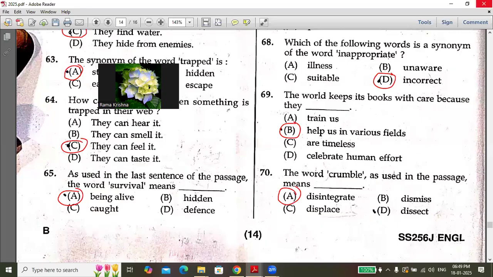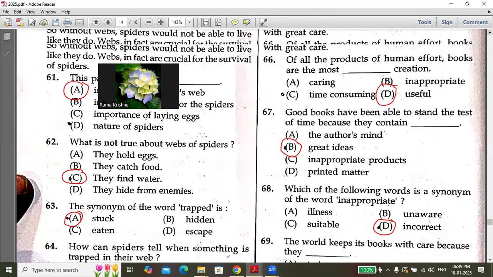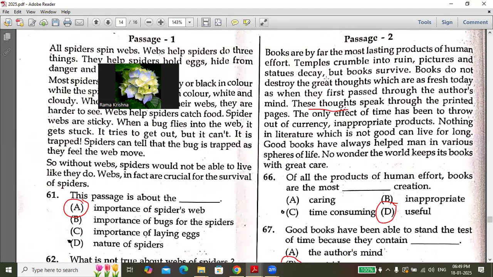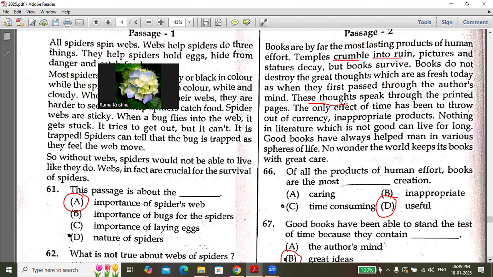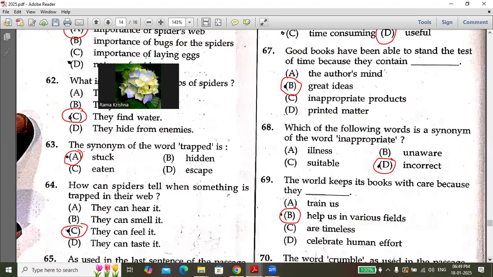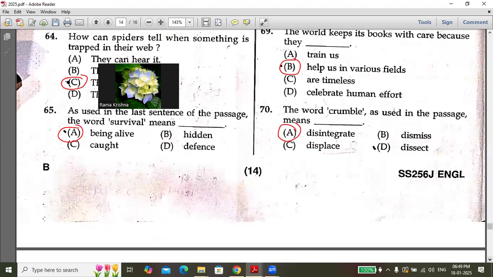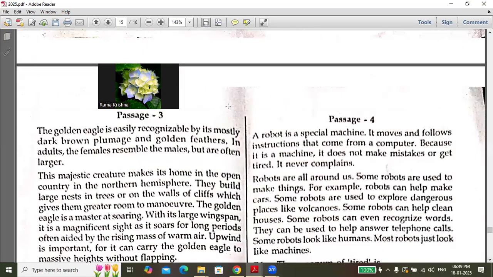Crumble means disintegrate. Here, in the passage, temples may crumble means they may be destroyed and the stones can move. They disintegrate. Crumble into ruin means they can become pieces. But books, pictures and statues decay, but books survive. So here crumble means disintegrate. Integrate means combine. Disintegrate means separate.